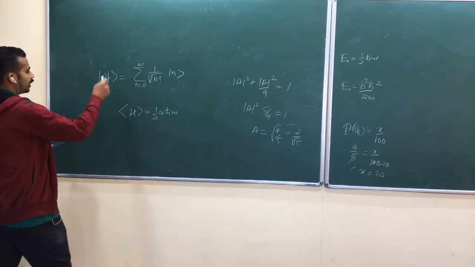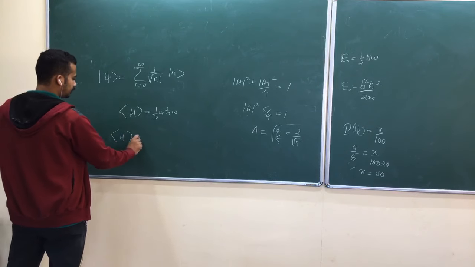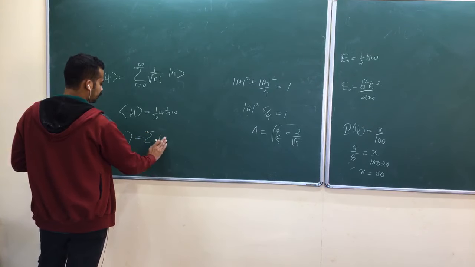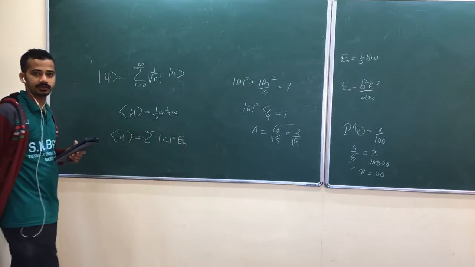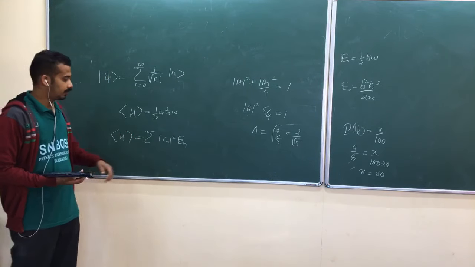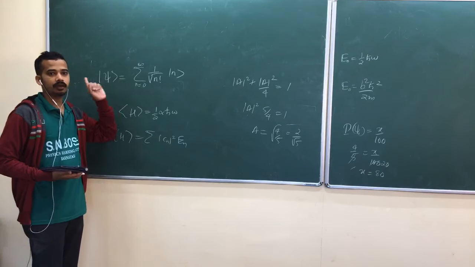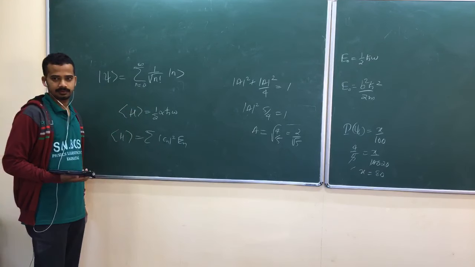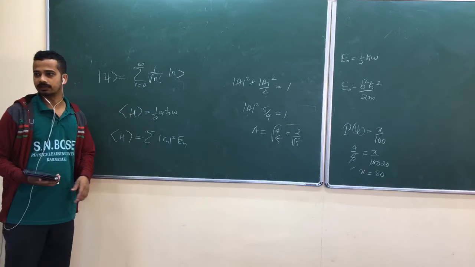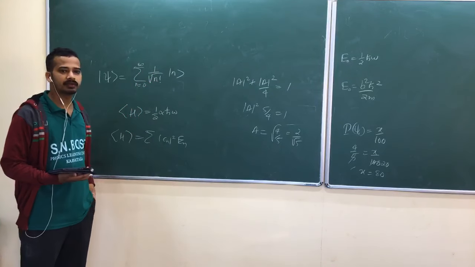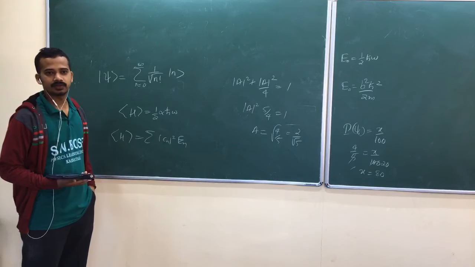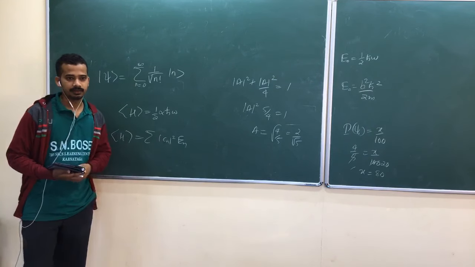Now, how do you find the expectation of h actually? Summation over mod c n square into E n, isn't it? That is how you do expectation. But what is this? This is the coefficient when you have normalized that one. No, this is not normalized. Take the mod square of the coefficient and add: 1 by 1 factorial, 1 by 2 factorial. That is not normalized. Is that okay?